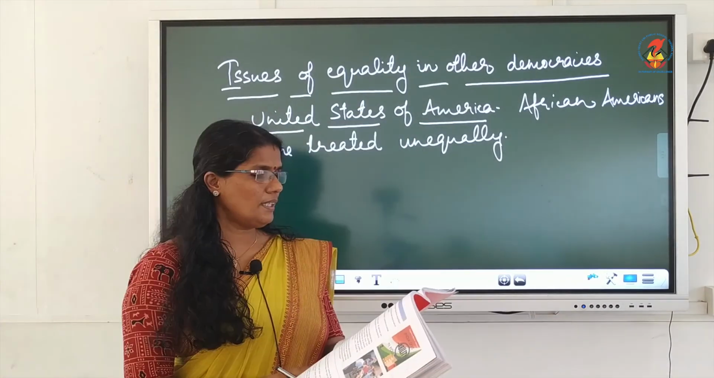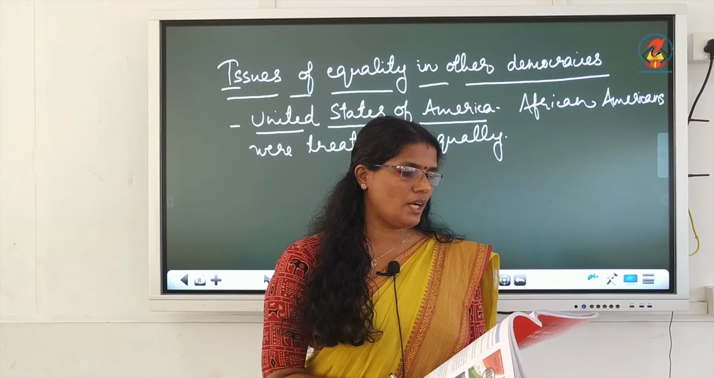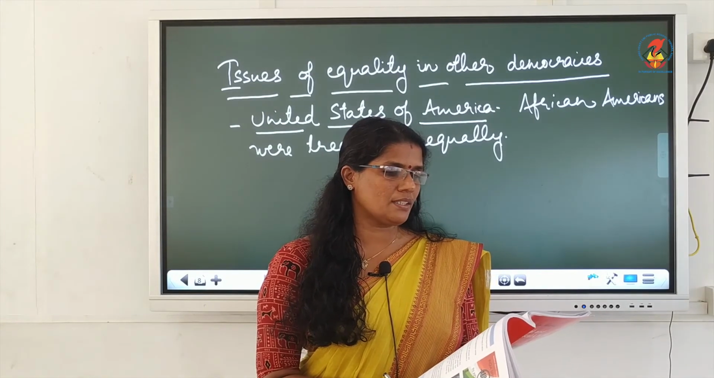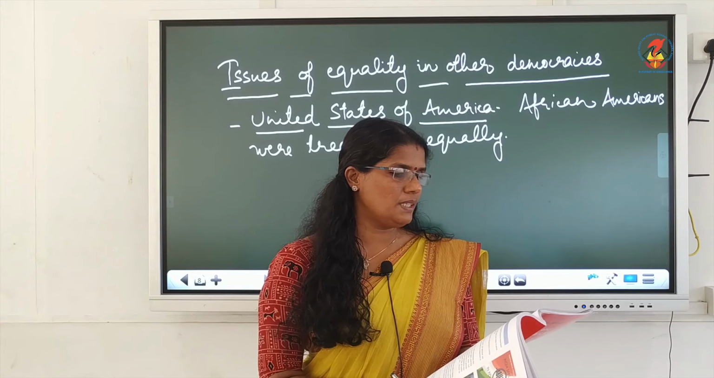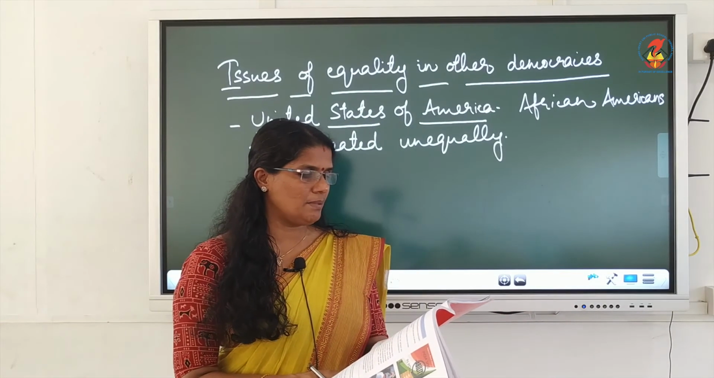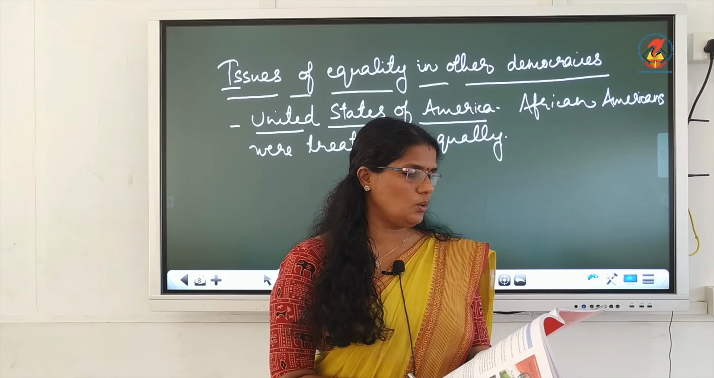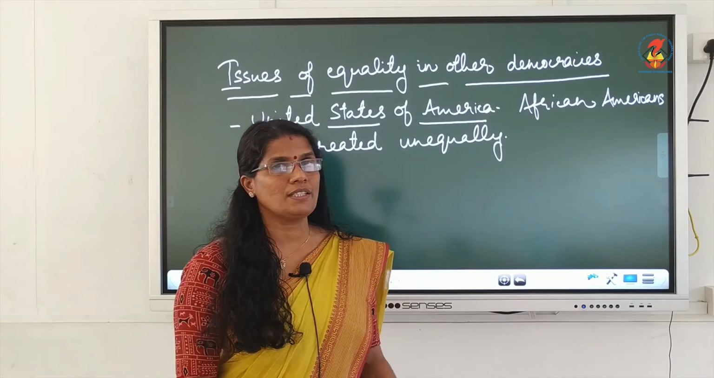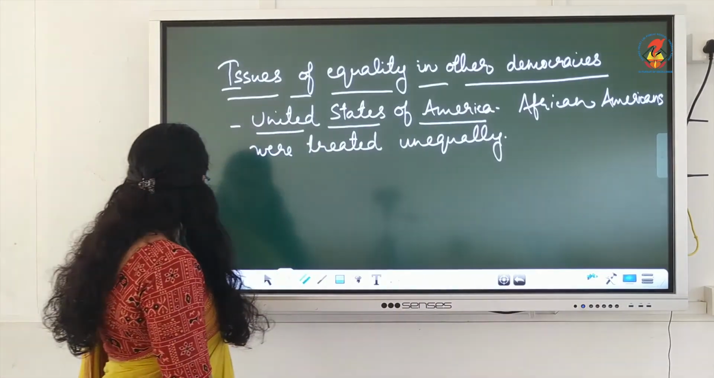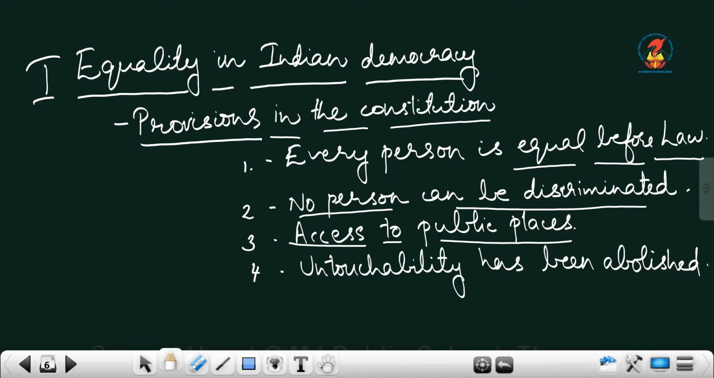Underline this point. Second point, no citizen shall on grounds only of religion, race, caste, sex, place of birth or any of them be subject to any disability, liability or restriction with regard to access to shops. These 2 points we discussed in the first one. Yes, we discussed here that no person can be discriminated and accessibility to public places. These 2 are ensured in Article 15. Article 15 of Indian Constitution, these 2 provisions were given.